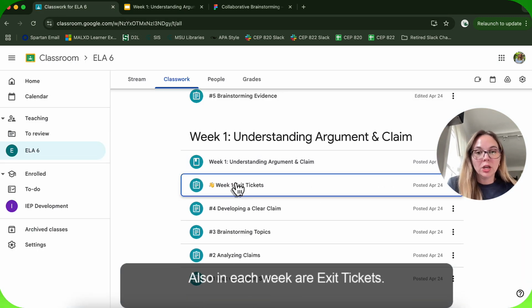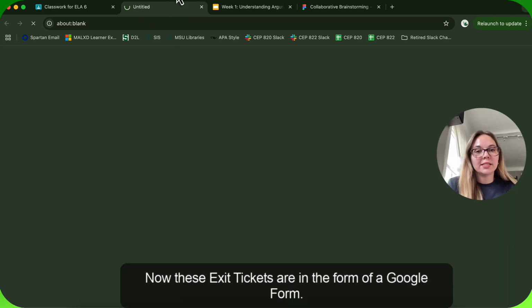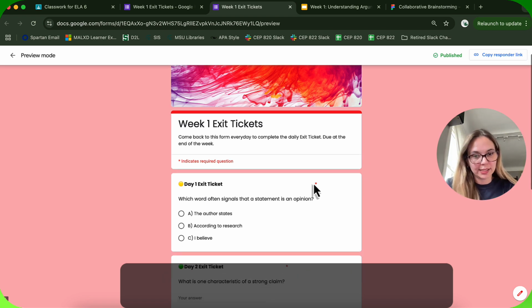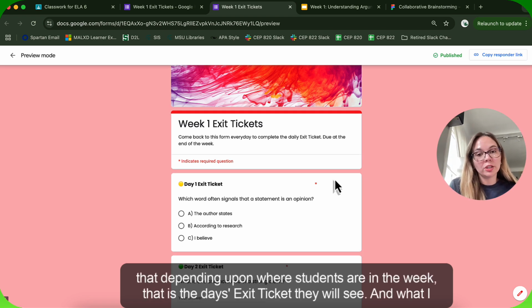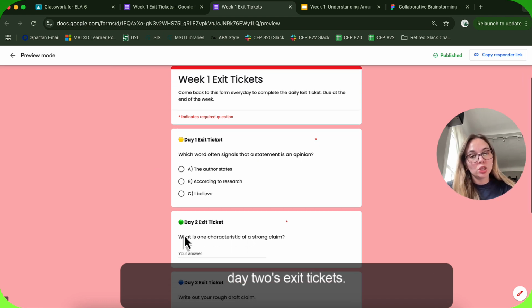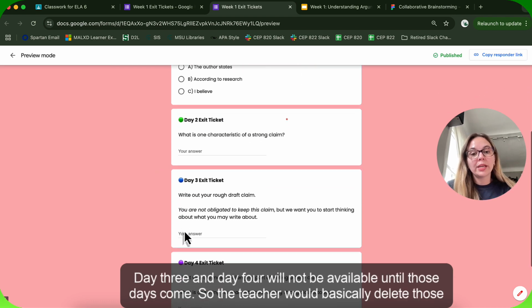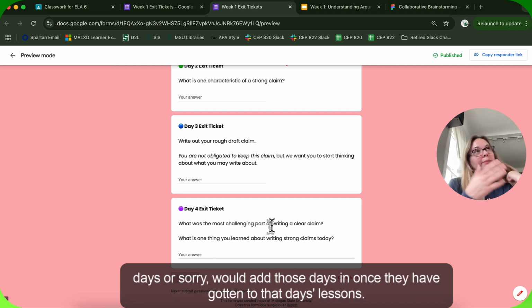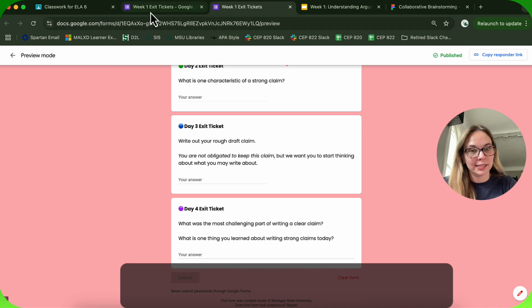Also in each week are exit tickets. Now these exit tickets are in the form of a Google form. One thing to note about these exit tickets is that depending upon where students are in the week, that is the day's exit tickets they will see. And what I mean by this is if students were on day 2, they would only see day 1 and day 2's exit tickets. Day 3 and day 4 will not be available until those days come. So the teacher would basically delete those days, and add those days in once they have gotten to that day's lessons.